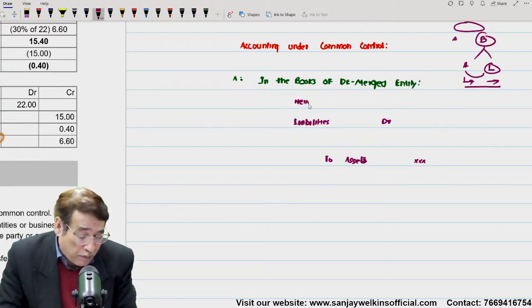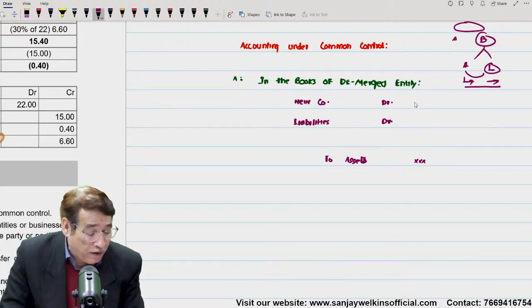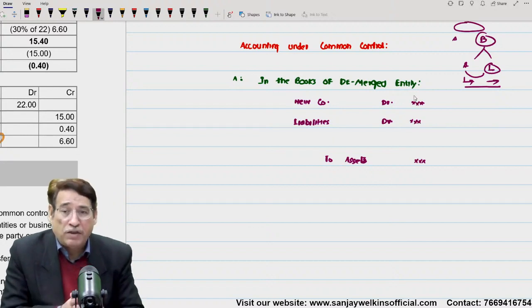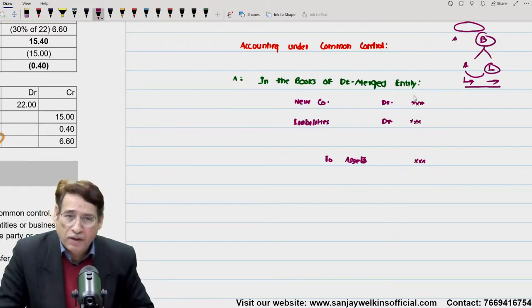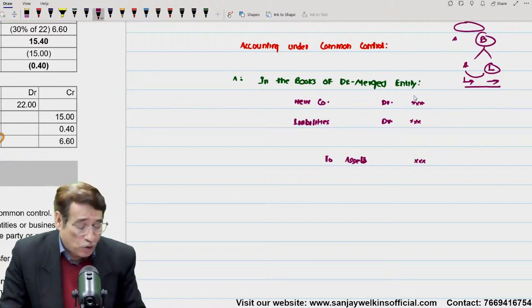So why are we debiting the new company? Because the new company is supposed to pay us some consideration for the assets and liabilities taken over. Is it clear to you or not? The new entity has taken over assets and liability, and against the same, it will have to give us some consideration. The new company is almost like a debtor for us. Is it clear to you or not? Perfect. Any problem up to this particular stage? No problem, sir.